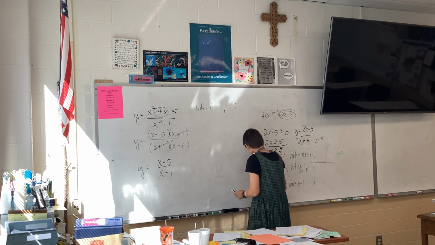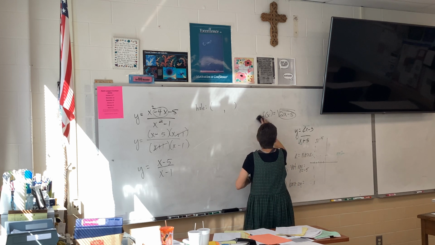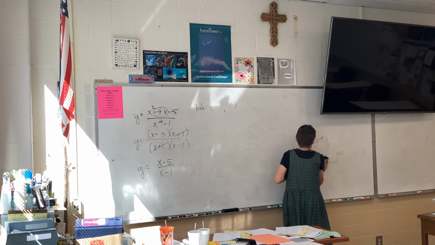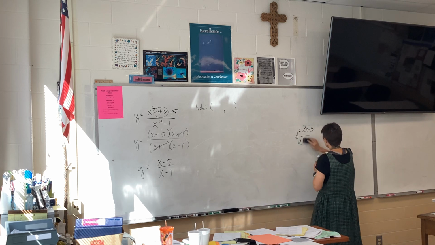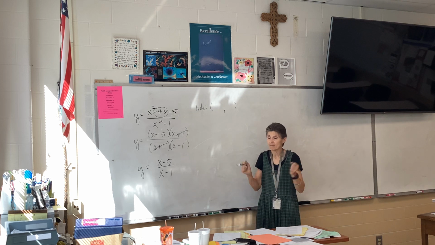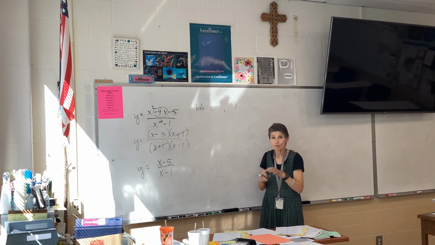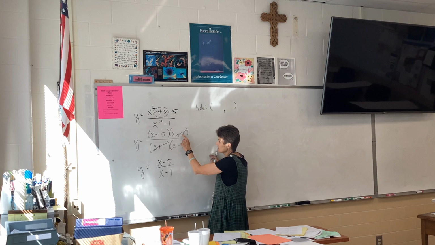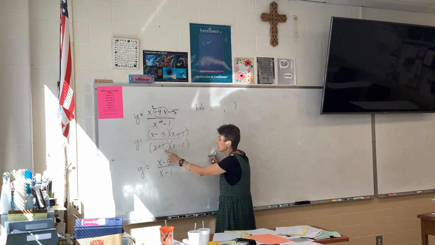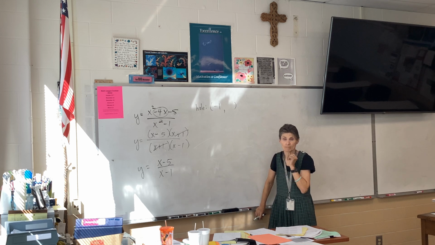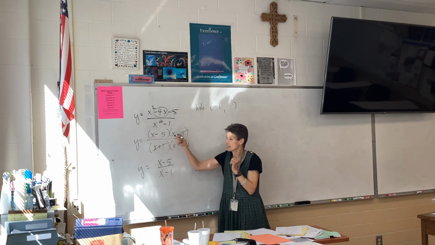And the hole will always be a point. So it's an x comma y. And the x, oh man, I hope you remember, the x comes from whatever we canceled out. So we canceled out an x plus 1. So my hole will be at -1, the opposite of this.